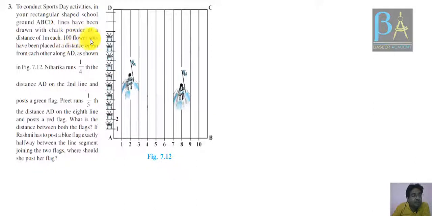And they have placed 100 flower pots along AD. So along AD, 100 flower pots have been arranged at a distance of 1 meter from each other. Now Niharika is running 1/4 the distance of AD on the second line. So that's the second line for us, and she placed a green flag after running 1/4 of the distance AD. Now the distance AD is obviously 100 meters.